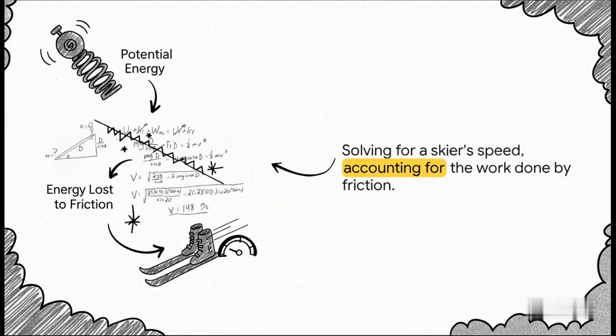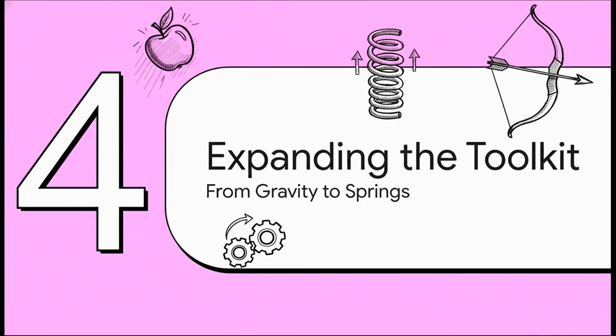Let's see how this works with a real example, like this skier. So you start with all the potential energy the skier has at the very top of the slope. Then you just subtract the energy that gets turned into heat because of friction on the way down. And whatever is left over, that has to be the kinetic energy at the bottom. It's really that simple.